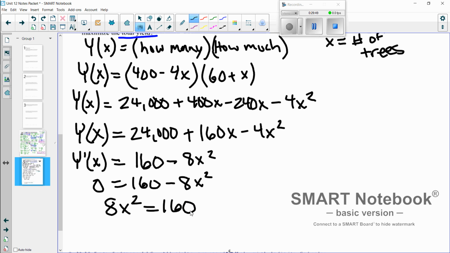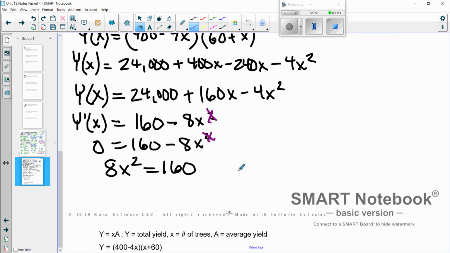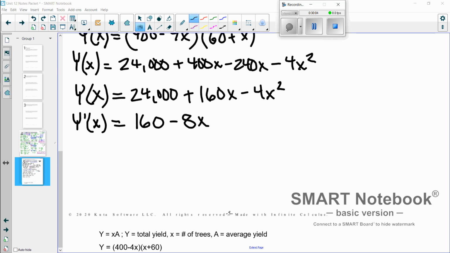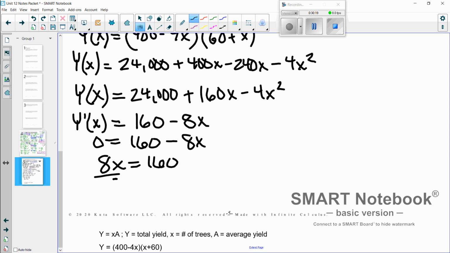Why did I write x squared? There's no x squared there. We had the 8 though. Let's back up. So the derivative of 160 minus 8x, sorry about that. Let's set this equal to 0. We're adding the 8x over. We're dividing by 8.